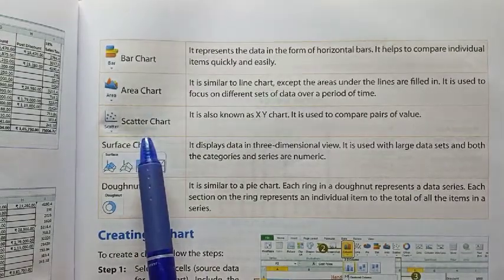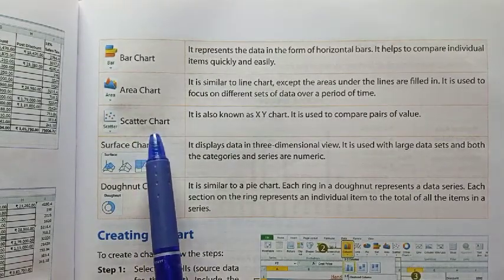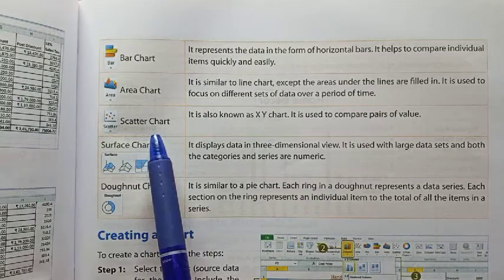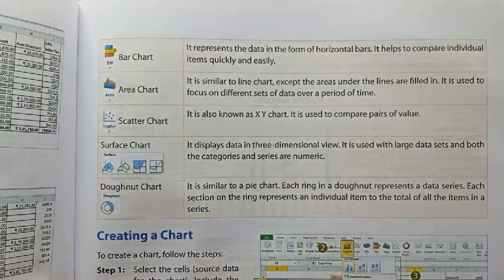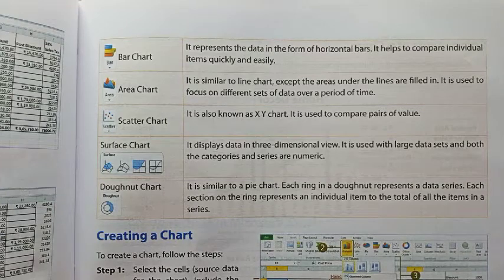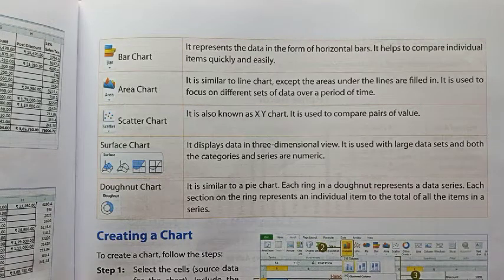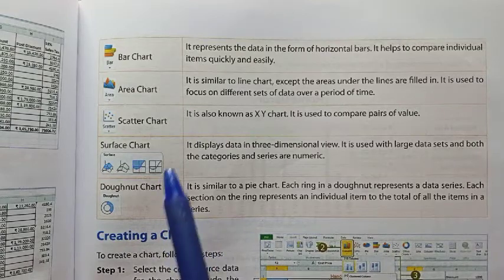We have the scatter chart. Scatter chart is also known as XY chart, and this is also used for the comparison of values, but as the name indicates, scatter, you are not going to get any lines joining the data. Rather, the whole data is going to be presented with the help of dots. Here and there, the dots are going to be present on the chart. That's why the name is scatter chart.